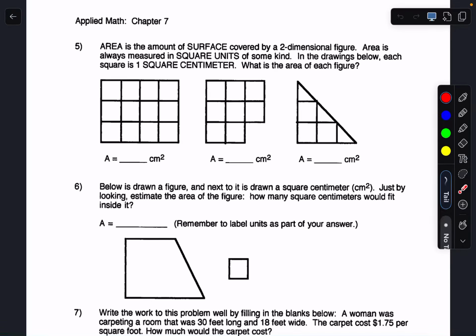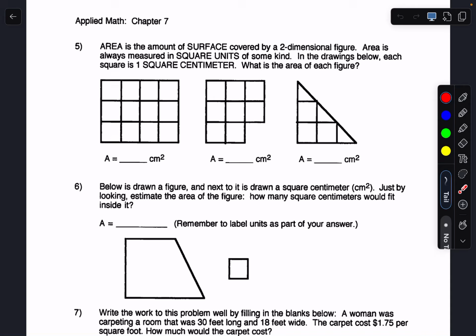Okay, so let's read number 5 together. It says area is the amount of surface covered by a two-dimensional figure. So anytime you're thinking, if they say area or a square unit, make sure you're thinking about carpet on a floor, squares on the floor, how much paint goes on a wall. So you're covering a surface of something. And area is always measured in square units of some kind. So the common ones are square feet, square inches, square centimeters, square meters, square miles, things like that.